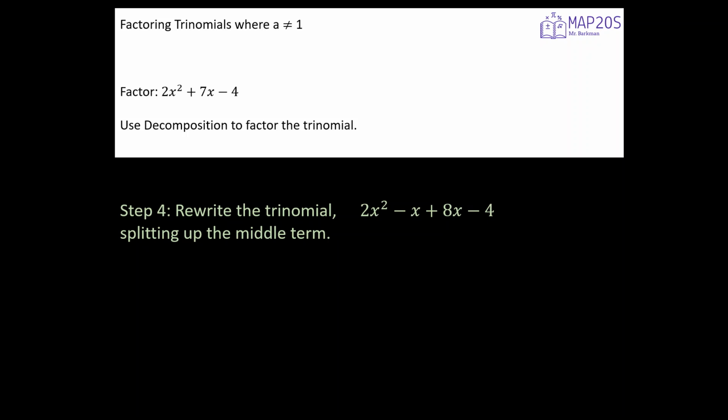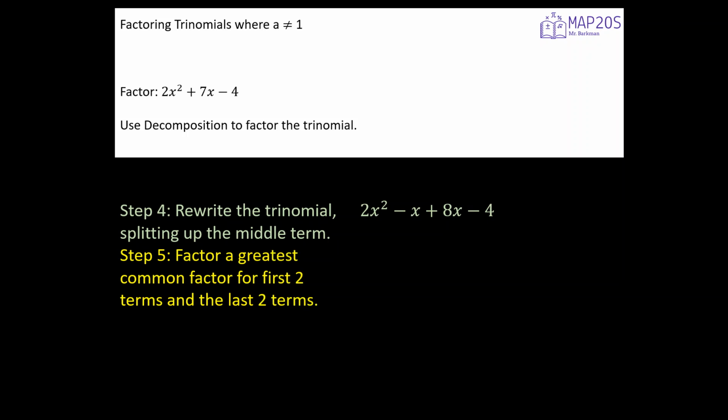So split up that. We have now 4 terms. Step 5, we need to factor greatest common factor for the first 2 terms and the last 2 terms. So think of it as the first 2 terms, 2x squared minus x. What's our greatest common factor?